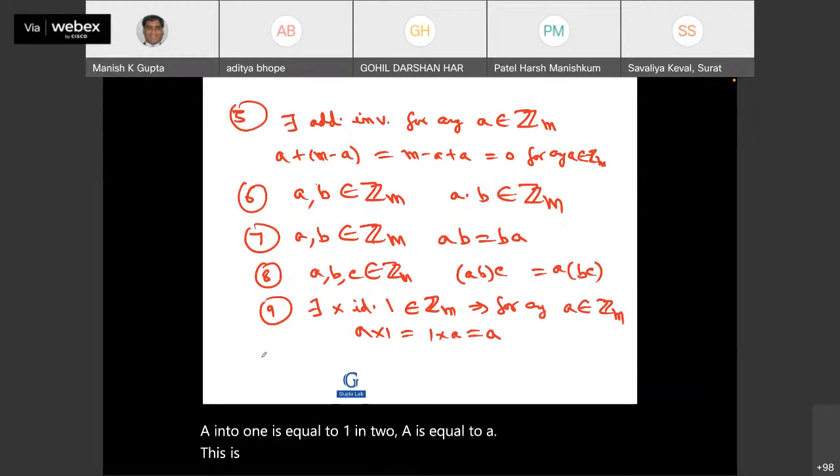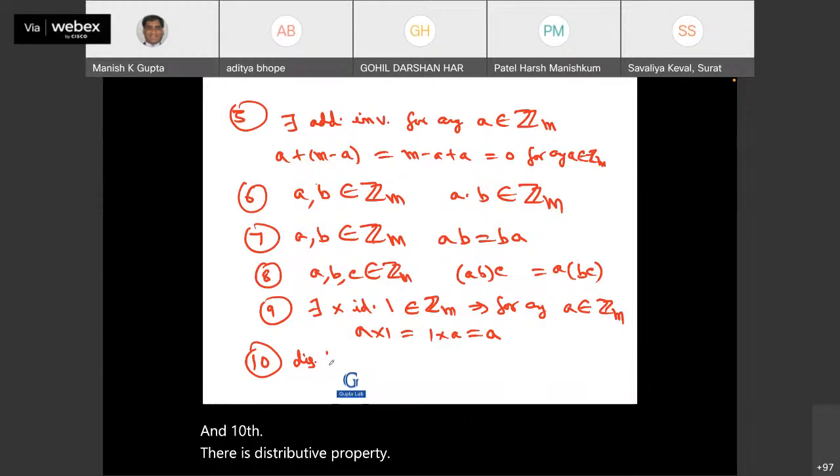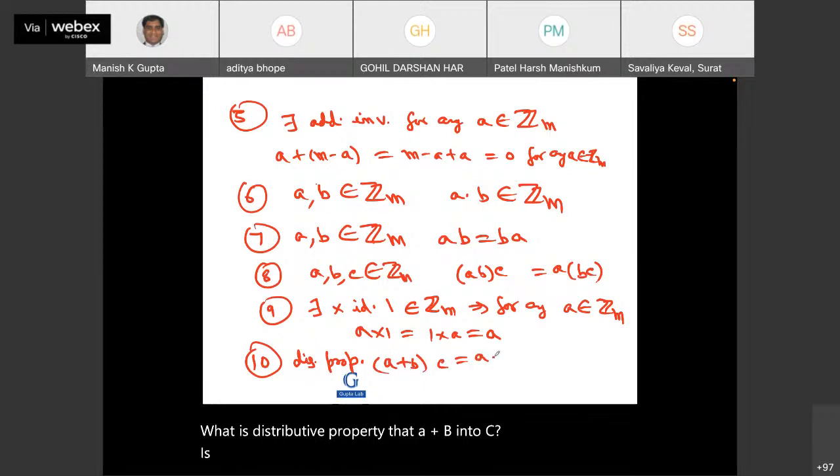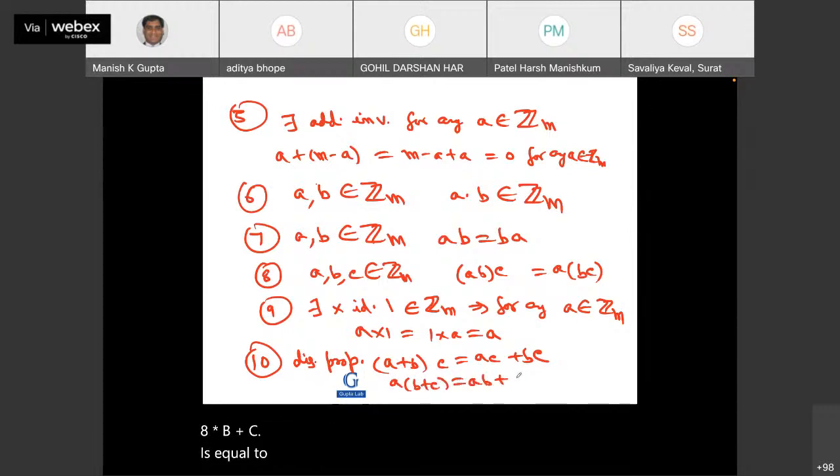This is true. And tenth, there is the distributive property. What is the distributive property? That (a plus b) times c is equal to ac plus bc, and a times (b plus c) is equal to ab plus ac. This is true for every a, b, c in Zm. So these are the 10 properties which hold for this ring.